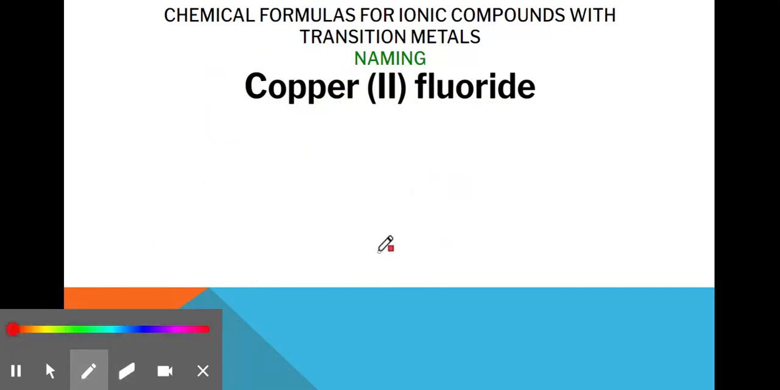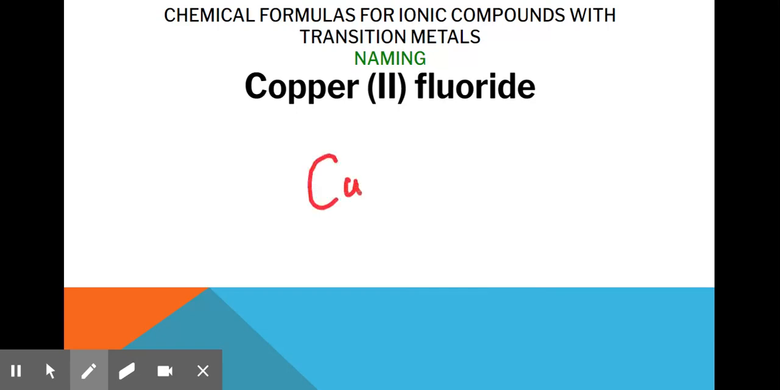Now, when you're naming compounds, when you're taking the name of the compound and writing the chemical formula, it's a whole lot easier when it's a transition metal because there's no guesswork. You've got the Roman numeral 2, which means that copper, Cu, has a charge of +2. And fluorine, look that up on your periodic table. You see it's in group 17, which means it has a charge of -1.